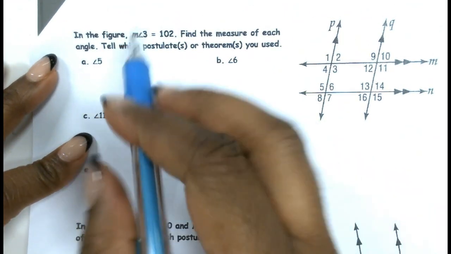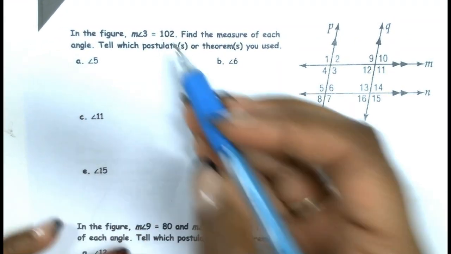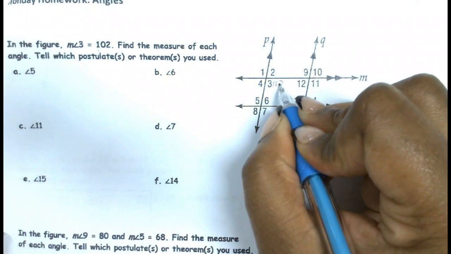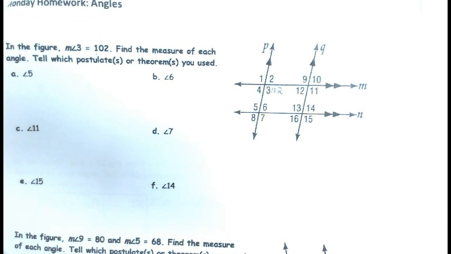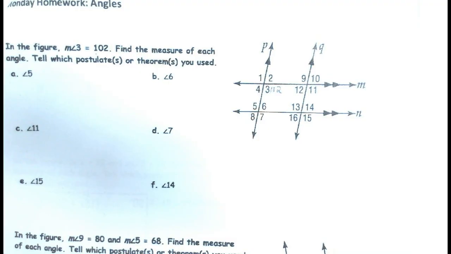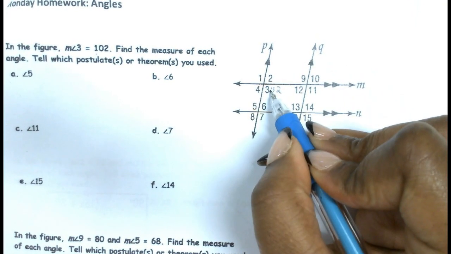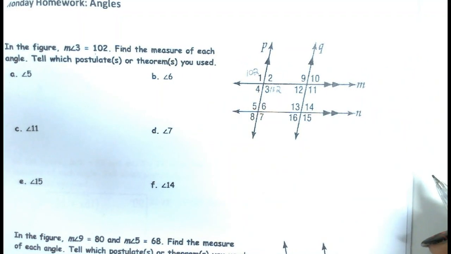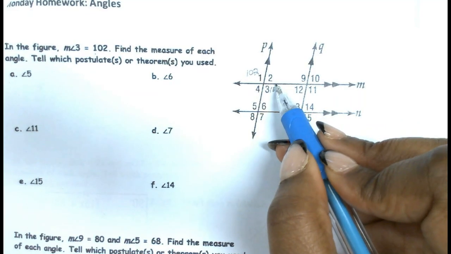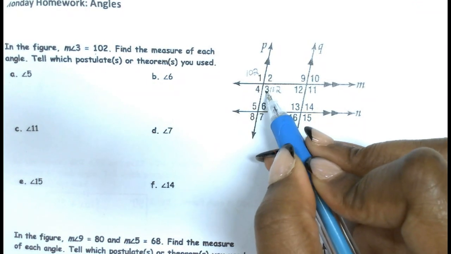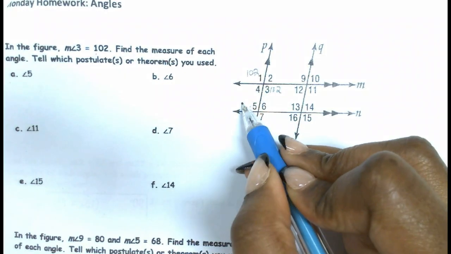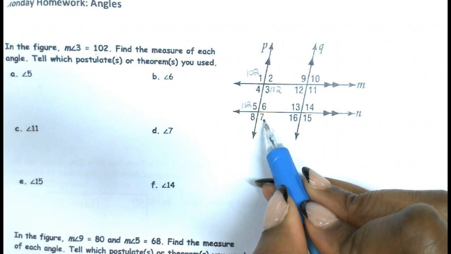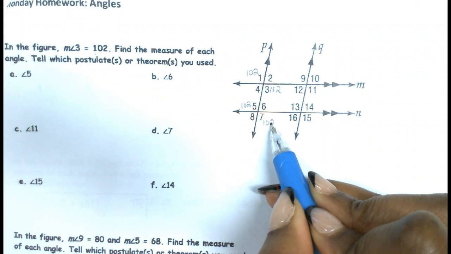All right, it says in this figure, angle 3 is 102. This is angle 3 right here. With that one angle, I can tell you what all the other angles are. The angle that's vertical to 3 is 1. So this is also 102. Here, the angle that is alternate interior is 5. So this angle is also 102. Vertical to 5 is 7. So this angle is also 102.